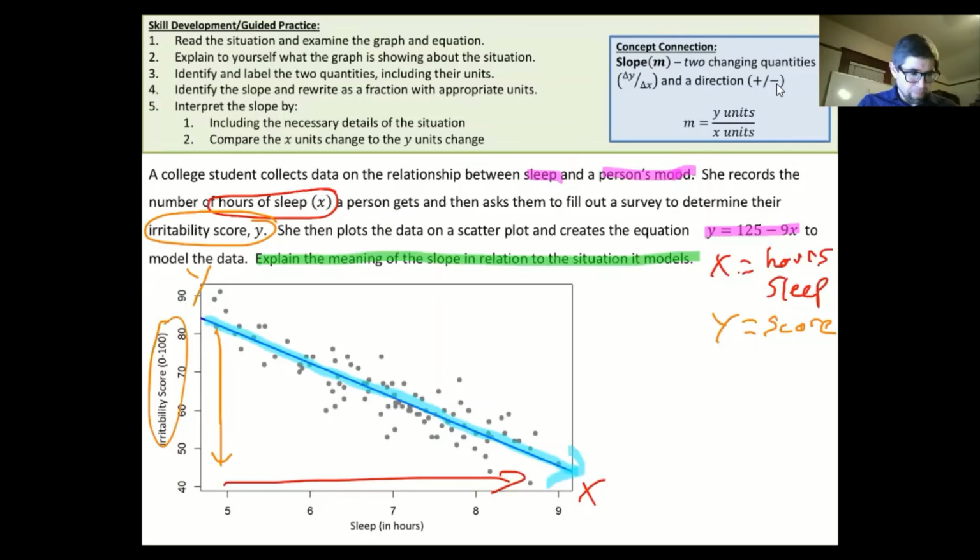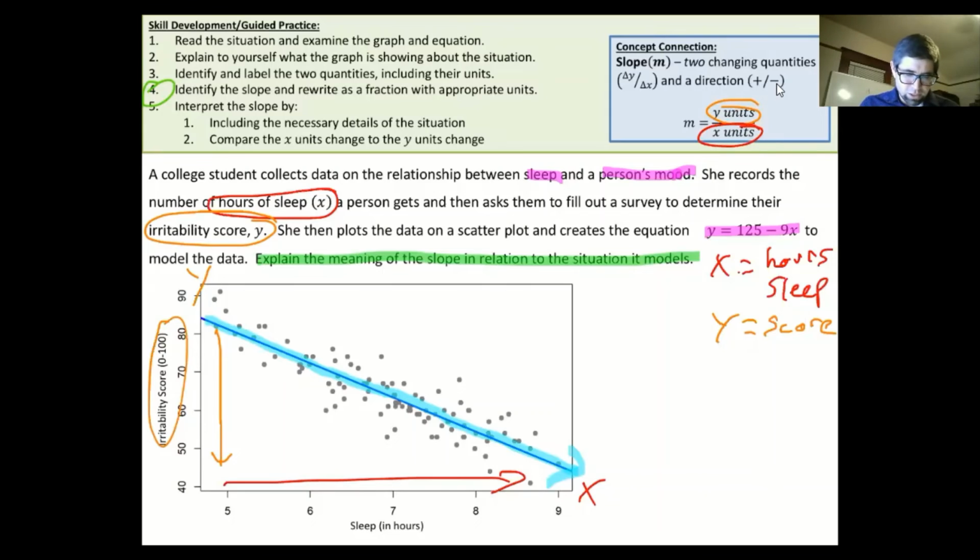Okay, step 4. Now step 4 says identify the slope and rewrite as a fraction with the appropriate units. Okay, so again, I'm going to remember that my numerator is my y units and my denominator is my x units.